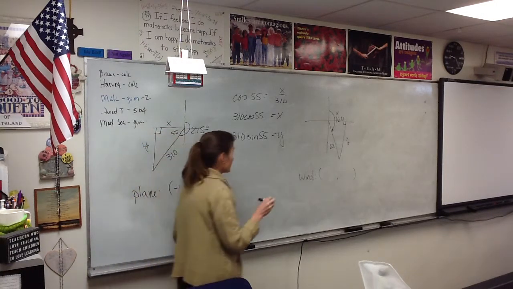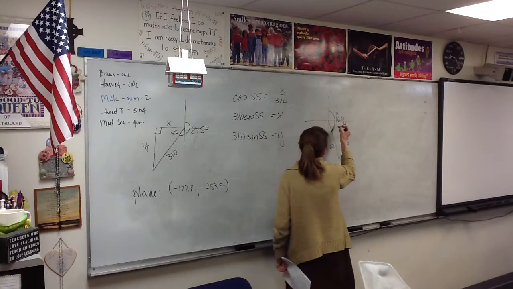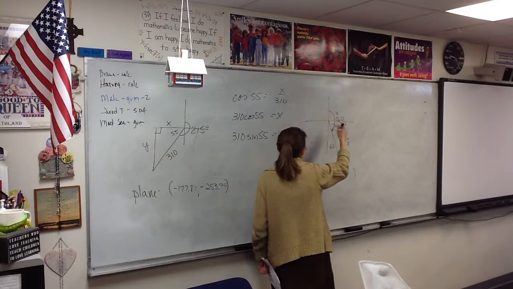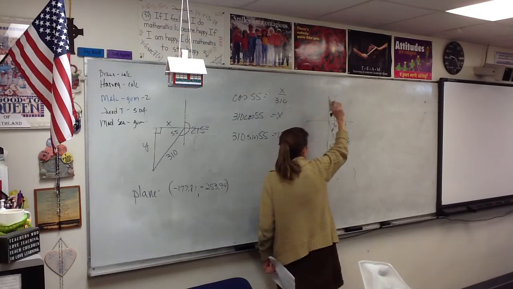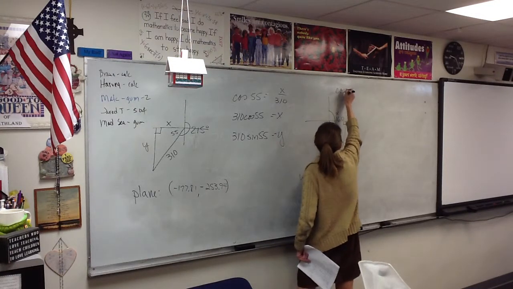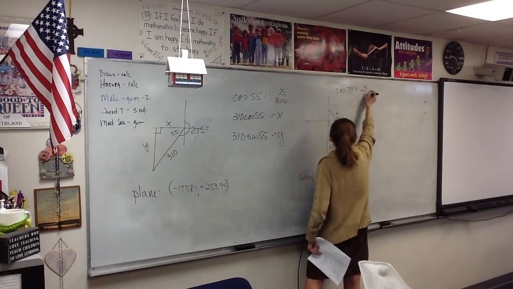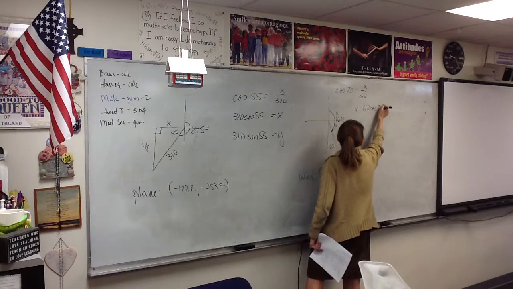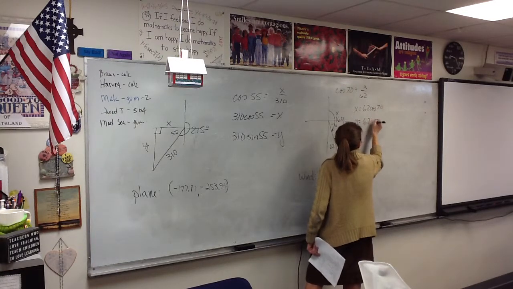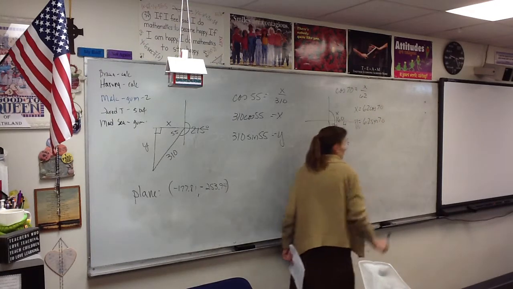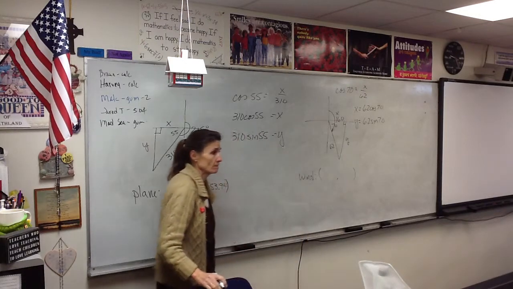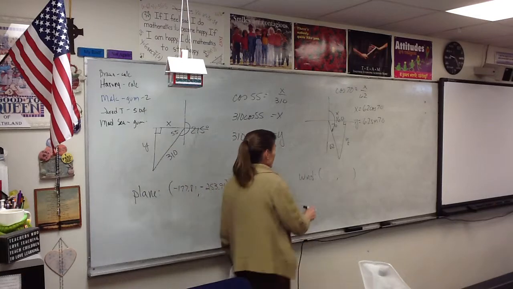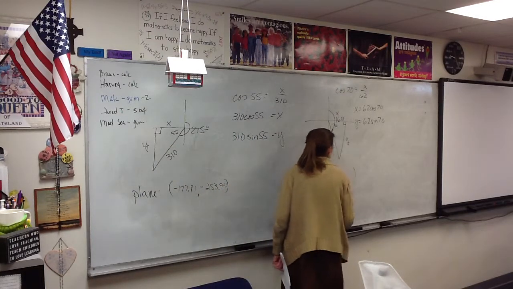All right, so let's start like we did before. What's this angle? 70. So the law of sines will work, but I'll use SOH CAH TOA. So cosine 70 equals X over 62. So X equals 62 cosine 70. And Y will equal 62 sine 70. Now be very careful. Your X is positive, but your Y is going to be negative.